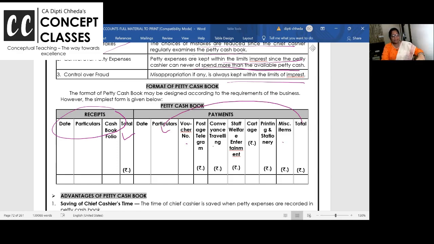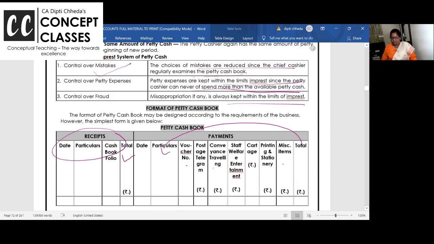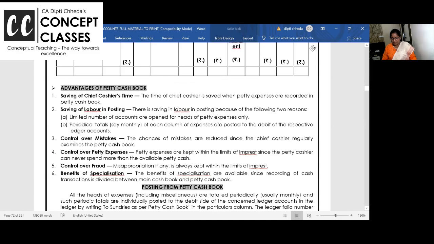वो पहले करना ही better है. Advantages, you got it or not? It saves a lot of time of the chief cashier, main cashier, because petty cash book to alag hai, right? It saves labor in writing of the cash book and posting in the ledger. And small payments ke upar they have the control also. So that's the benefit.